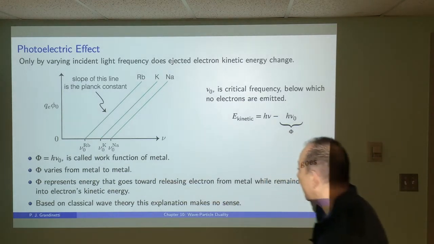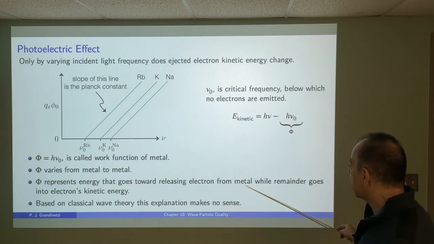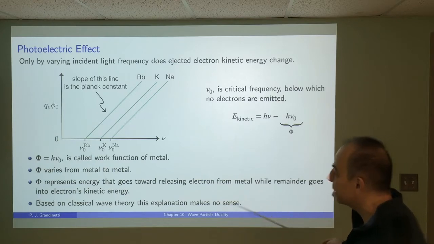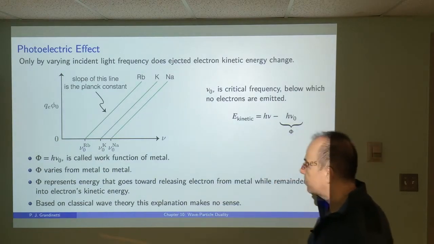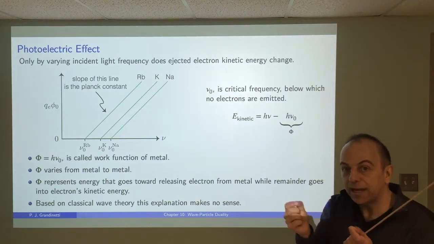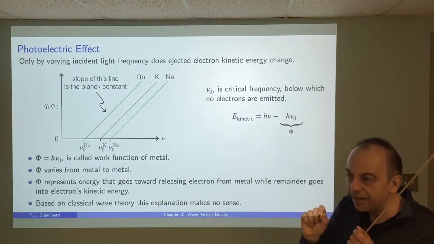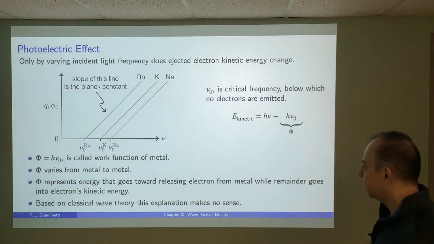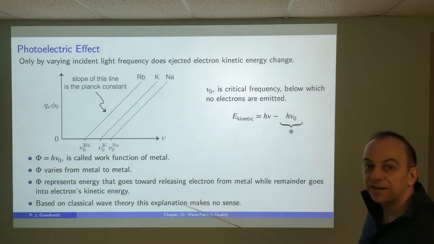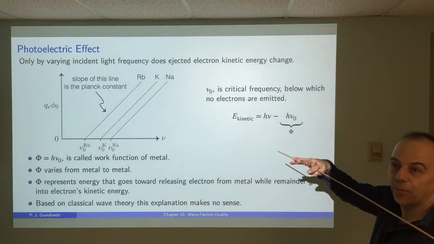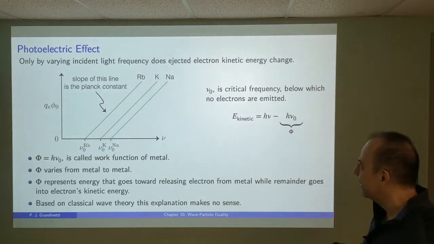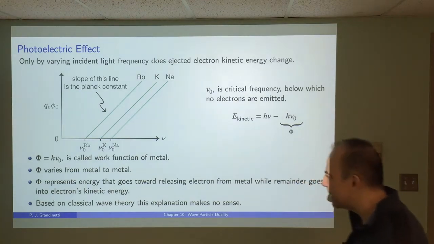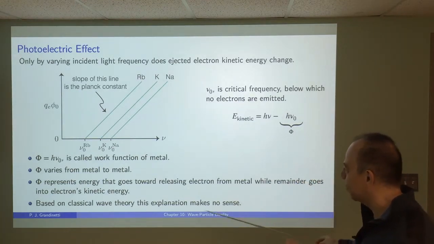So this varies from metal to metal, and this is the energy of the light going into releasing the electrons from the metal, with the remaining energy going into the kinetic energy of the electron. So there's a certain threshold energy that's needed to pull the electron out of the metal, and then whatever's left over goes into the kinetic energy of the electron. But now, of course, as we saw, based on classical wave theory, where it's the amplitude of the wave that determines how much energy the wave has, now we're seeing that somehow the frequency of the wave is determining how much energy is in the system. And this was not making sense according to classical wave theory.